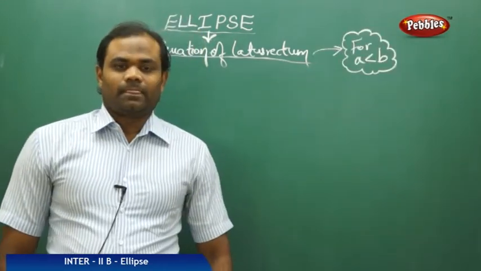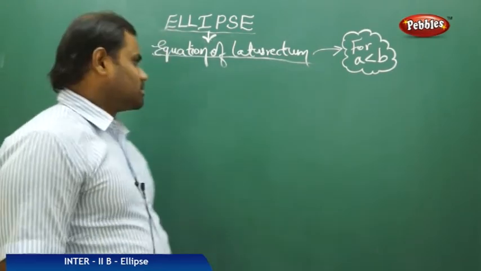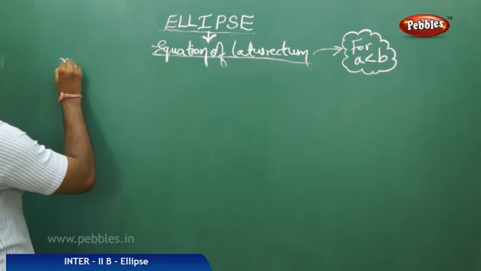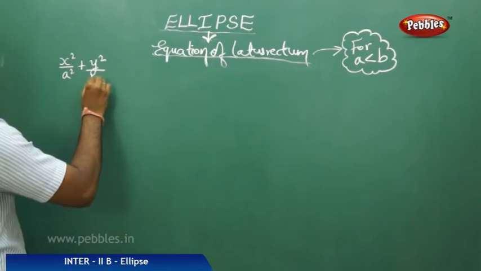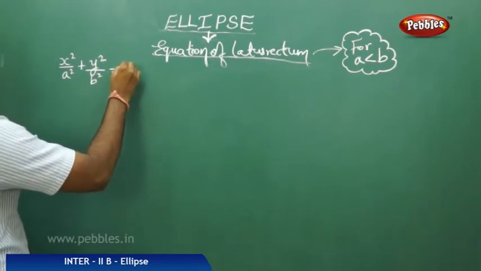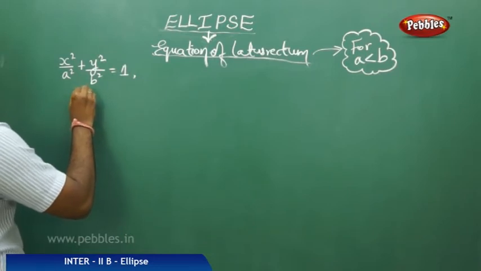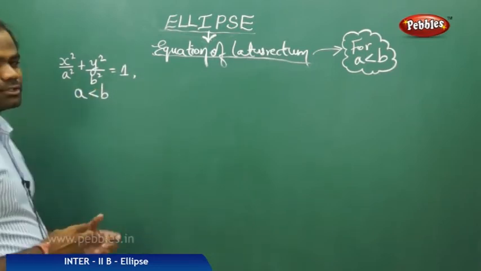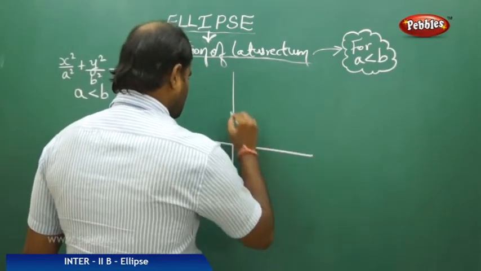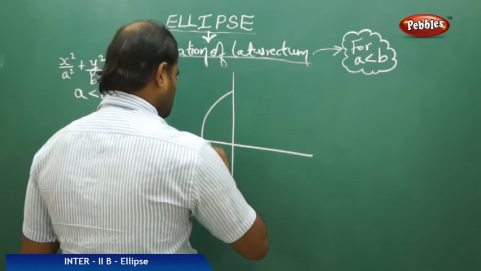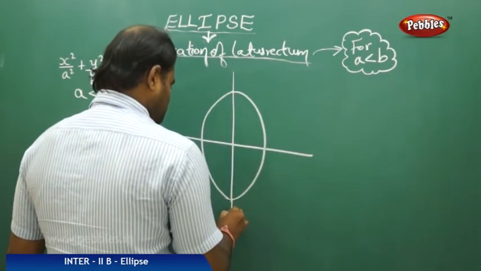Now let's see the equation of latus rectum if a is less than b. That is, if I have an ellipse x squared by a squared plus y squared by b squared equal to 1 with a less than b, then with this condition we have the ellipse in the shape like this.